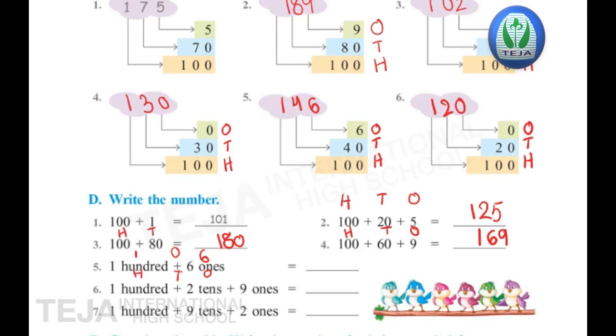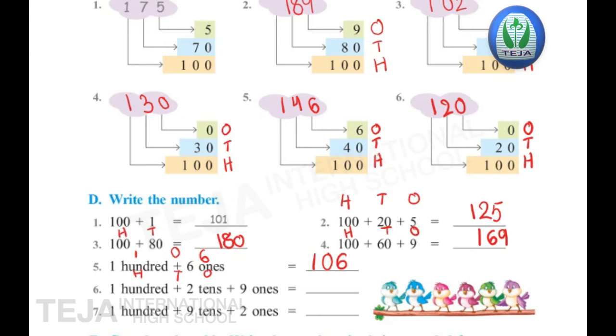So here the answer is write 6 in ones place, 0 in tens place and 1 in hundreds place. So the answer is 106. Sixth question. See here 9 ones, 2 tens, 100.